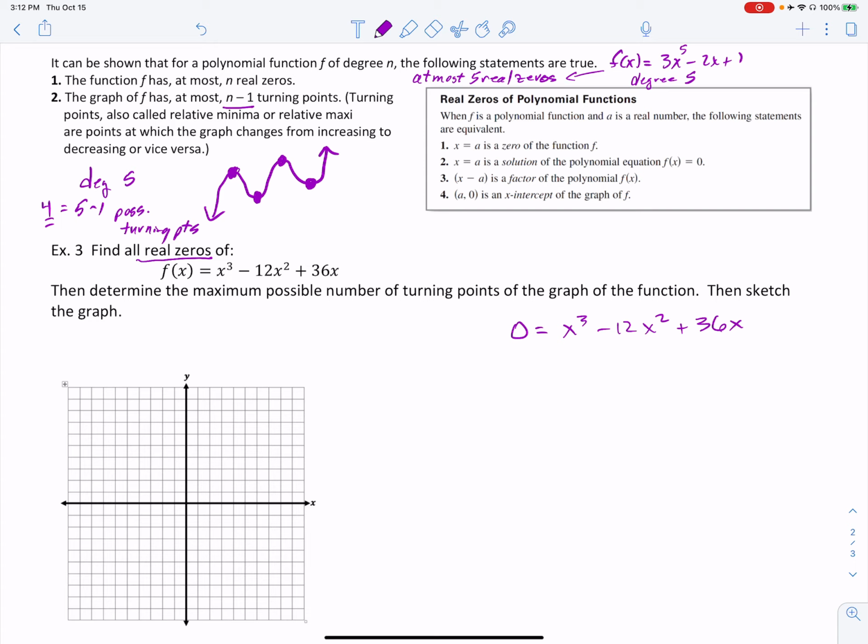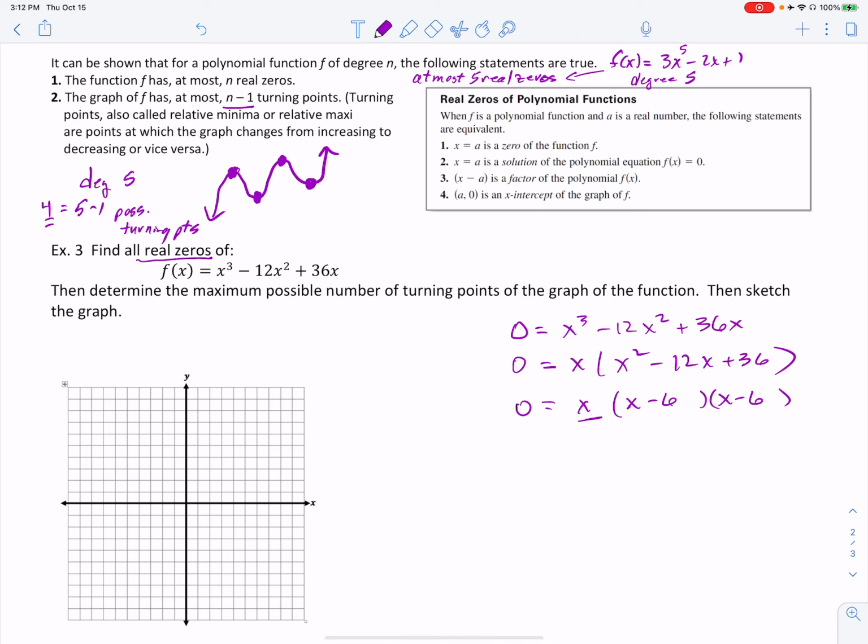As I go through, they each have a common monomial factor of x. So I can pull that out and just keep that x there. And this x squared minus 12x plus 36 is a perfect square trinomial. It factors into x minus 6 times x minus 6. And again, I need the equals 0.